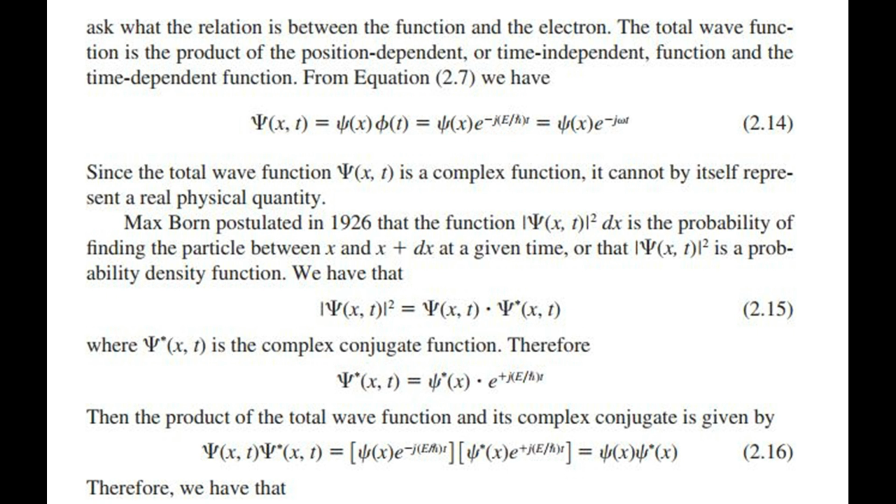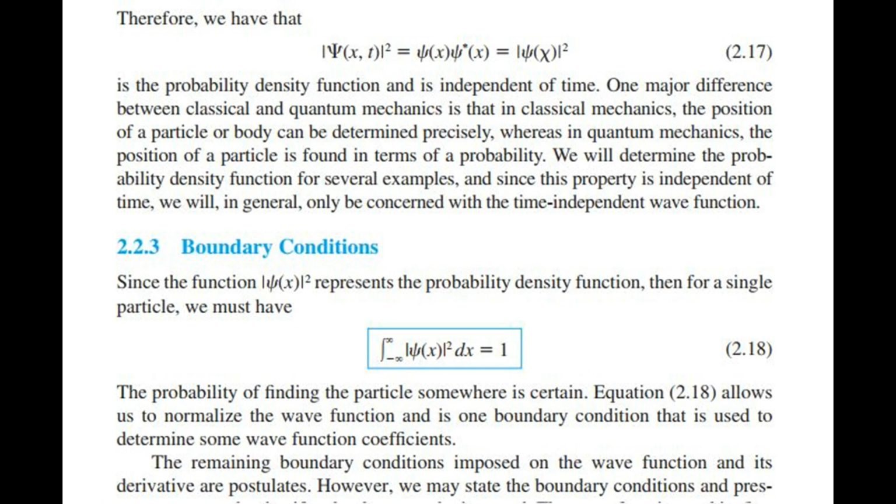From equation 2.7, we have [equation]. Since the total wave function Ψ(x,t) is a complex function, it cannot by itself represent a real physical quantity. Max Born postulated in 1926 that the function |Ψ(x,t)|² dx is the probability of finding the particle between x and x + dx at a given time, or that |Ψ(x,t)|² is a probability density function. We have that here Ψ*(x,t) is the complex conjugate function. Therefore, the product of the total wave function and its complex conjugate is given by [equation], which is the probability density function and is independent of time.